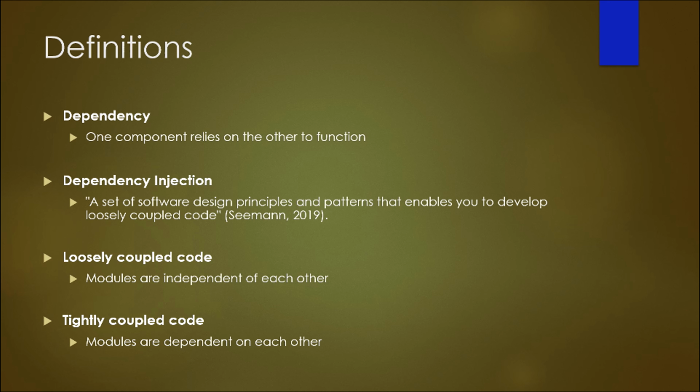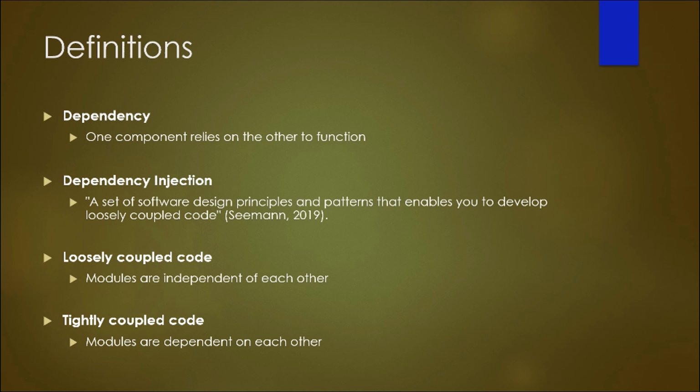Tightly coupled code refers to a situation in software development where components or modules are highly dependent on each other. In this scenario, you can't change one component without affecting one or several other components. This requires all dependent modules to be changed at the same time in order to function correctly.